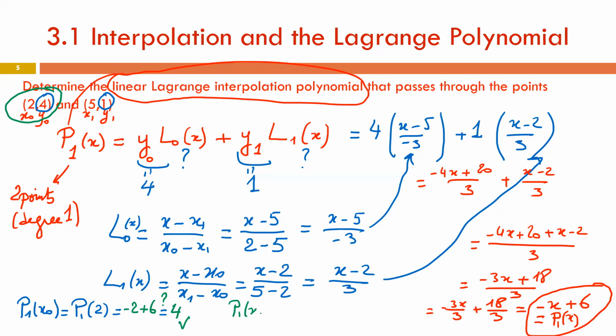P1 of x1, what should it be? P1 of 5, what should the result be? It must be 1, because it passes through this second point as well. If we replace x by 5 in this expression, minus 5 plus 6 equals 1. Yes, correct. So this polynomial interpolates these 2 points, which means that these 2 points are on the graph of this polynomial.